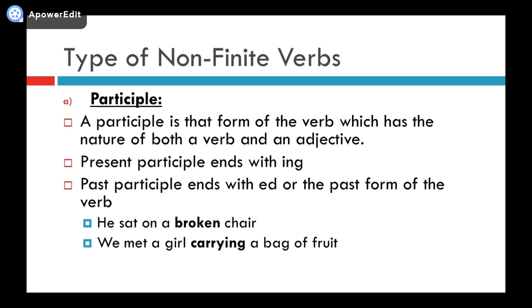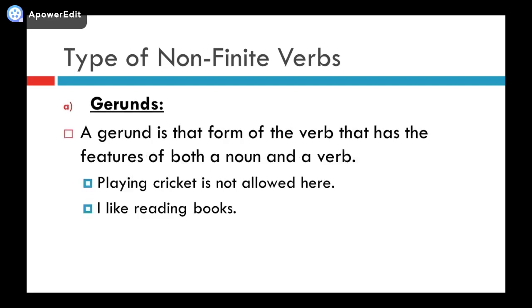But you observe that there is another verb. He sat. Sat is your main verb. We met a girl. Met is your main verb. So your non-finite verbs are not the main verbs in a sentence. There is another verb which is a main verb. Understanding? Okay. And gerund. Gerund is that form of the verb that has the features of both a noun also and a verb also.